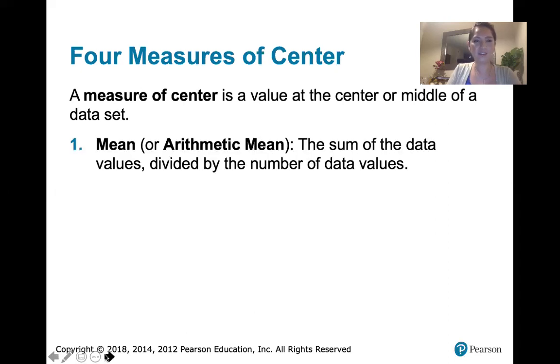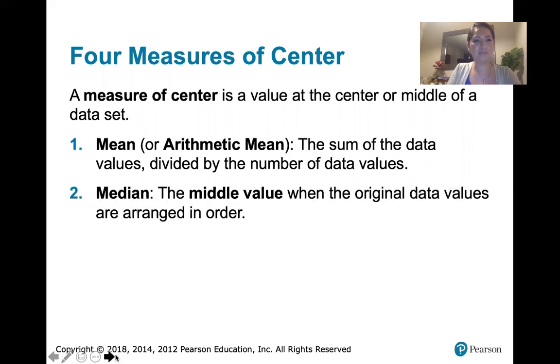The first is called the mean, or the arithmetic mean. It looks like arithmetic mean, but we say arithmetic when it's an adjective. It's the arithmetic mean. It's the sum of the data values divided by the number of values in the data set. So if you've ever computed your average exam score in a class, you were actually calculating the arithmetic mean, or the mean of that data set.